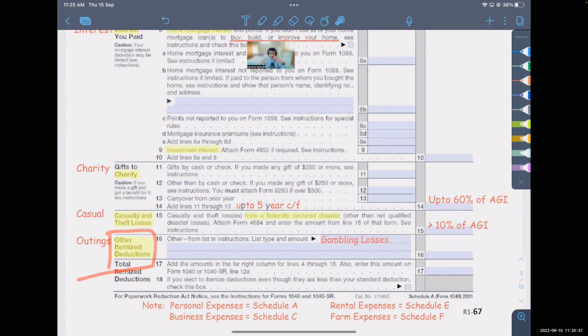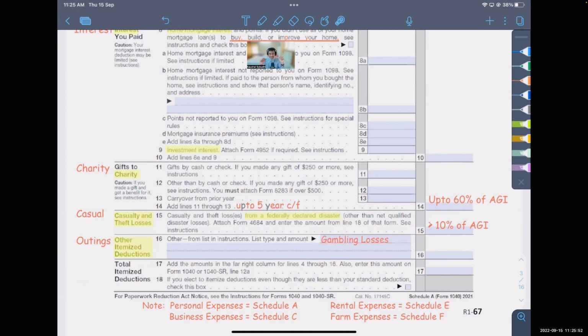Now, then comes the outings. That means you go out, you do the gambling, and you lose. Let's say, for example, there is a gambling loss. Now, when it comes to gambling losses, there could be a couple of other itemized deductions.